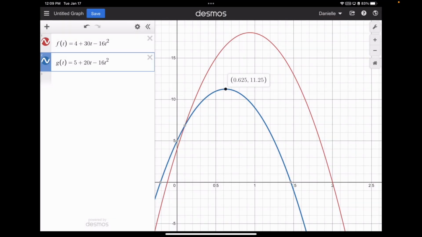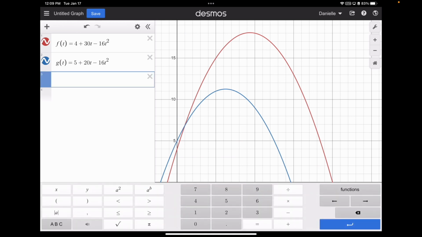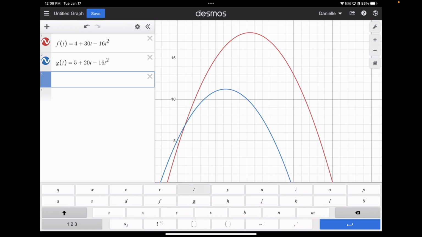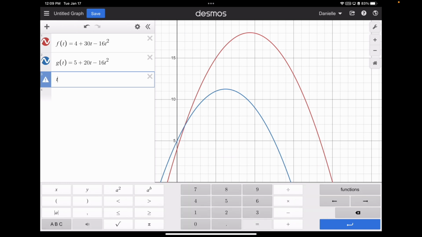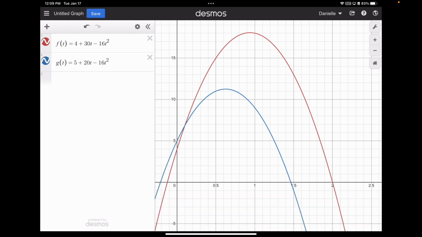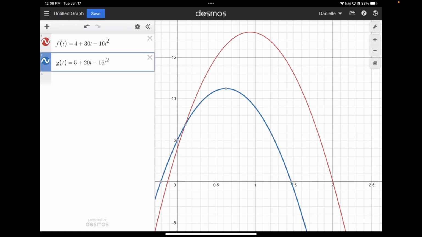It doesn't matter which one of these has the higher value. We're looking at t, and I wonder if I can make this into a slider. We're really looking at the time. So we're looking at the x value. We want to know, when is this one reaching its maximum height? And that's at 0.625 seconds.